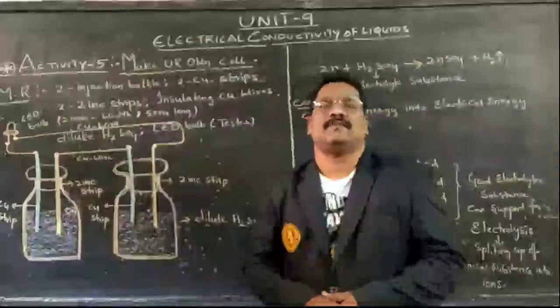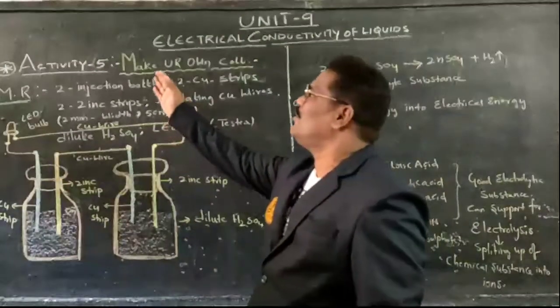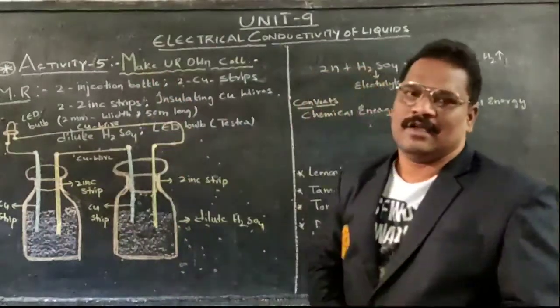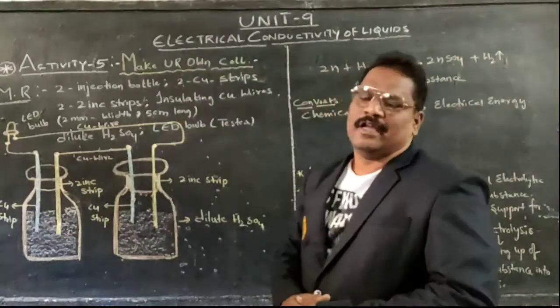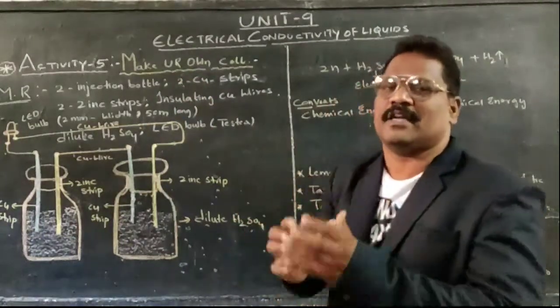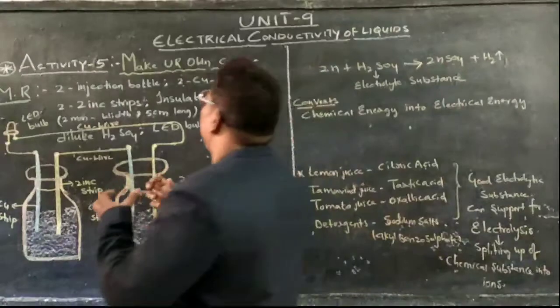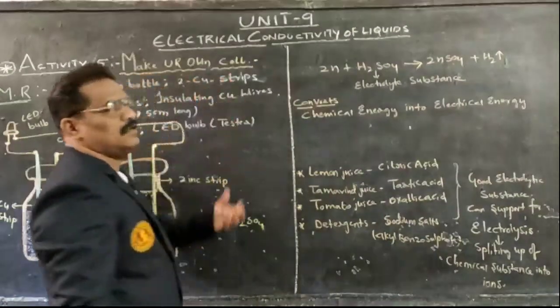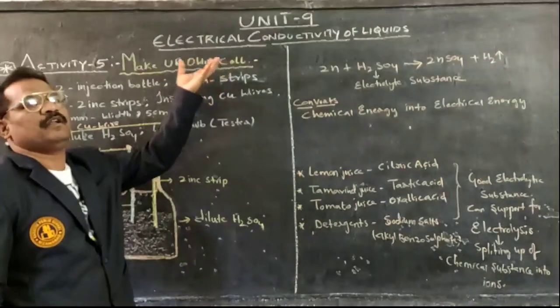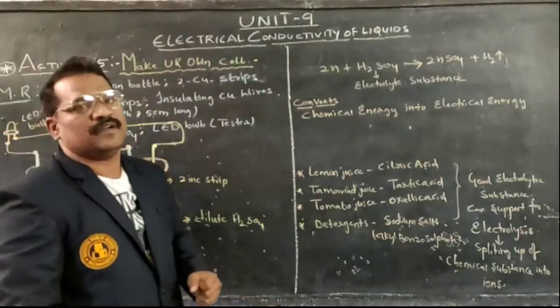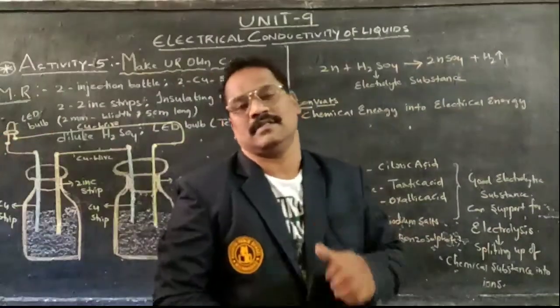Within this chapter, today we are going to discuss Activity 5. What information does this activity give you? It gives information about how to make our own cell, how we can prepare our own cell.